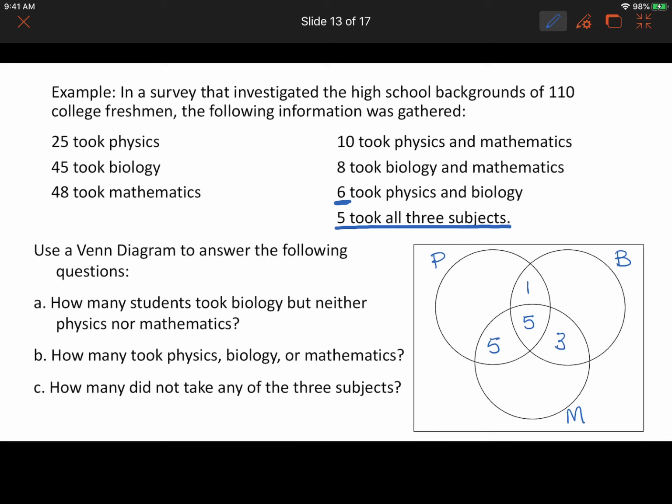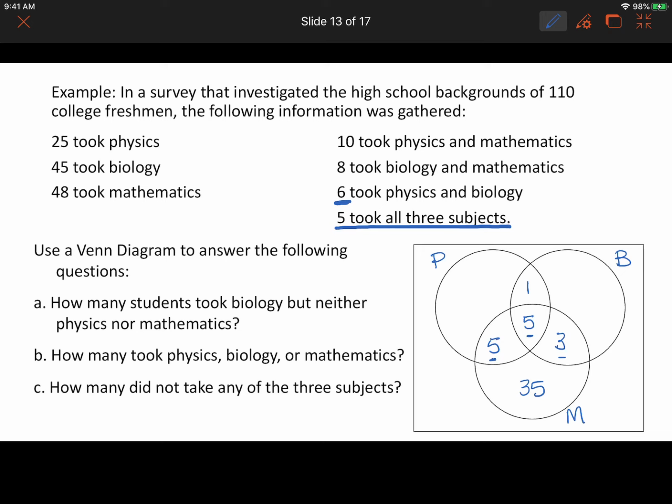Okay, now I can move out another layer to just the subjects themselves. So 48 students took mathematics. 10 of those students are here, plus 3. So that's 13 students already accounted for in math. So I need to take 48 minus 13, which is 35, and that tells me how many students took just math and not physics or biology.